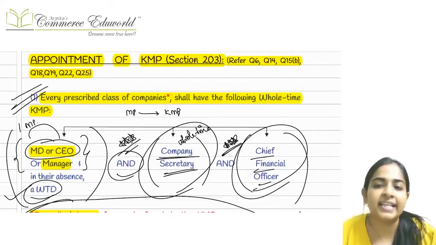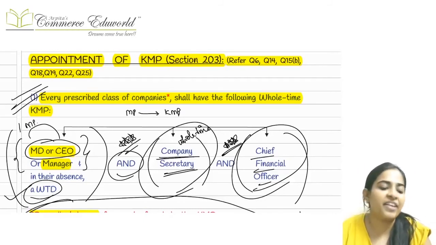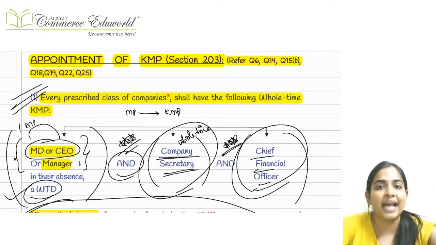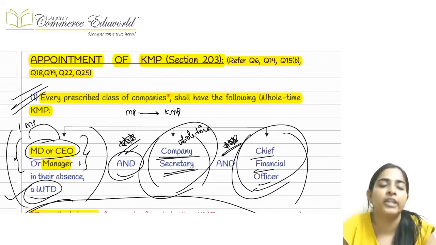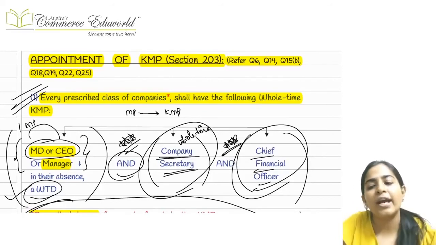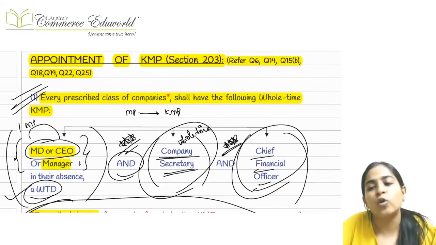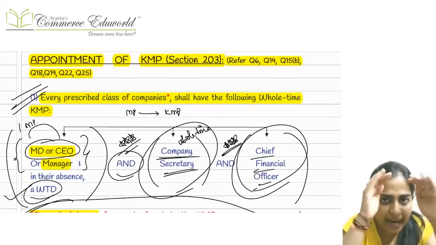Okay, going on to the next section again, section number 203. Some points are really very, very important. Let's cover the most important pointers from exam point of view for the purpose of section number 203. Section number 203 talks about appointment of KMP, key managerial personnel. First of all, who all comes under the term called as KMP? First of all, MP comes.